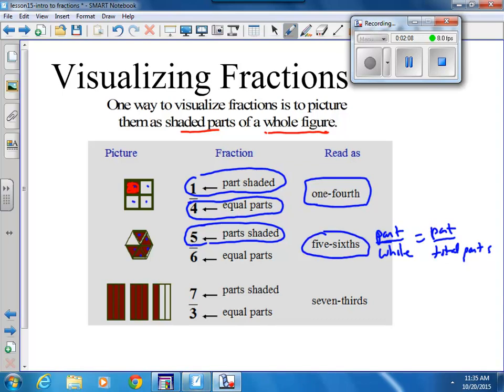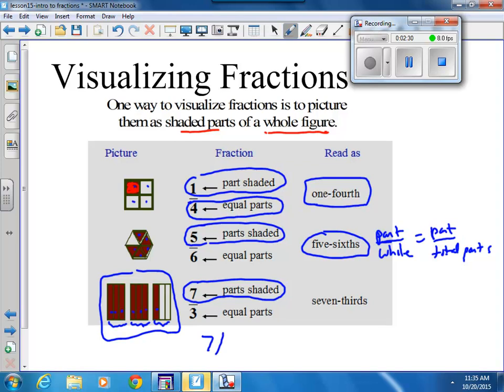Now this is kind of an interesting one. 1, 2, 3, 4, 5, 6, 7. 7 shaded parts. But how many equal parts are there? So 1, 2, 3. There's 3 equal parts. So this would be a visualization of 7/3, but think about this.